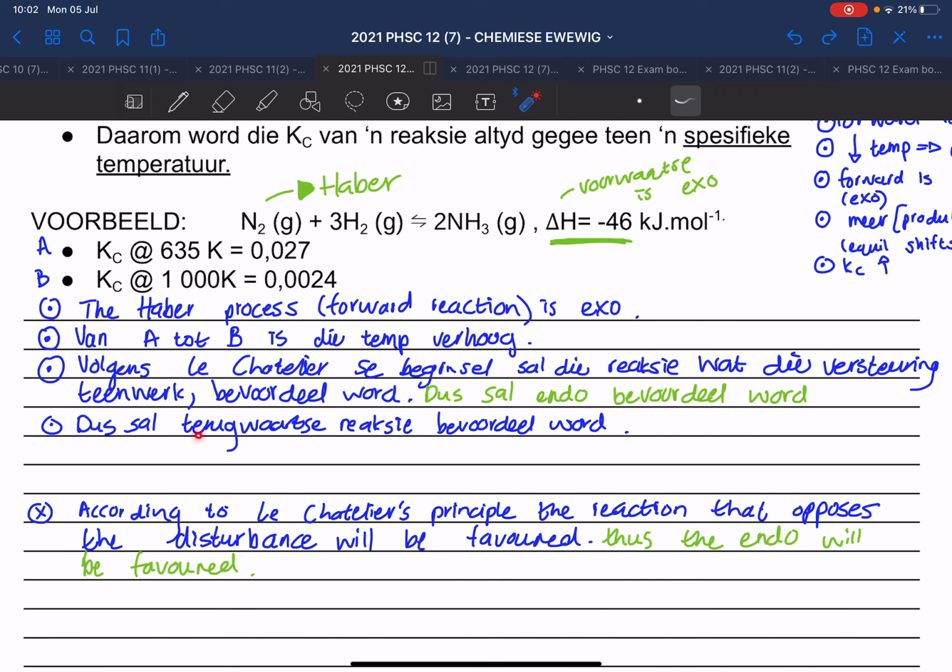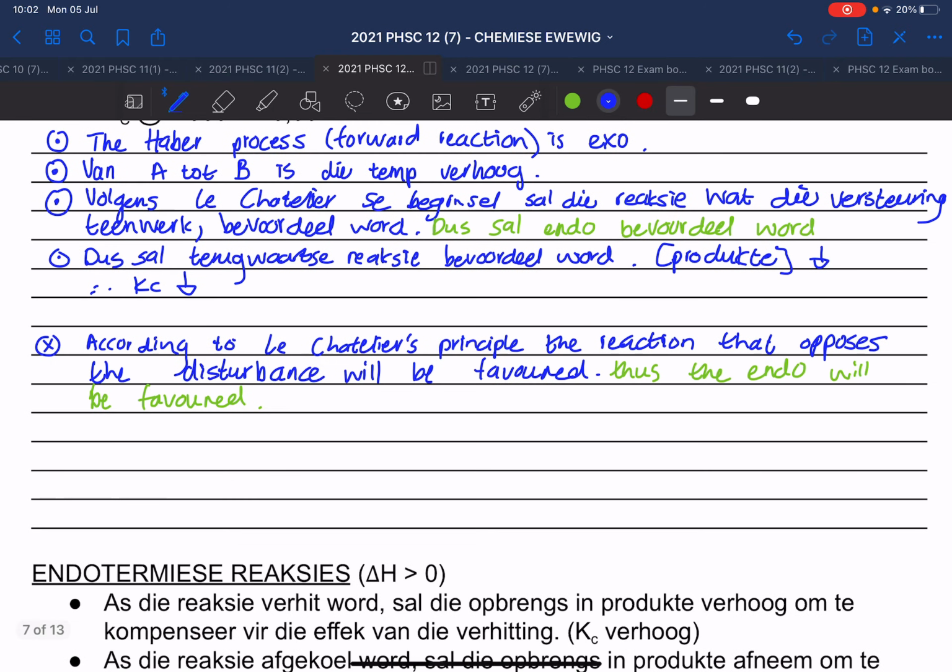Okay, so as die terugwaartse reaksie bevoordeel word, dan beteken dit die konsentrasie van die produkte neem af. The concentration of the products decrease. That is why the Kc expression decreases. Okay, so Engelse mense, thus the endo is favored. Thus the reverse reaction is favored. That means the concentration of the products decrease. That means the Kc expression decrease.